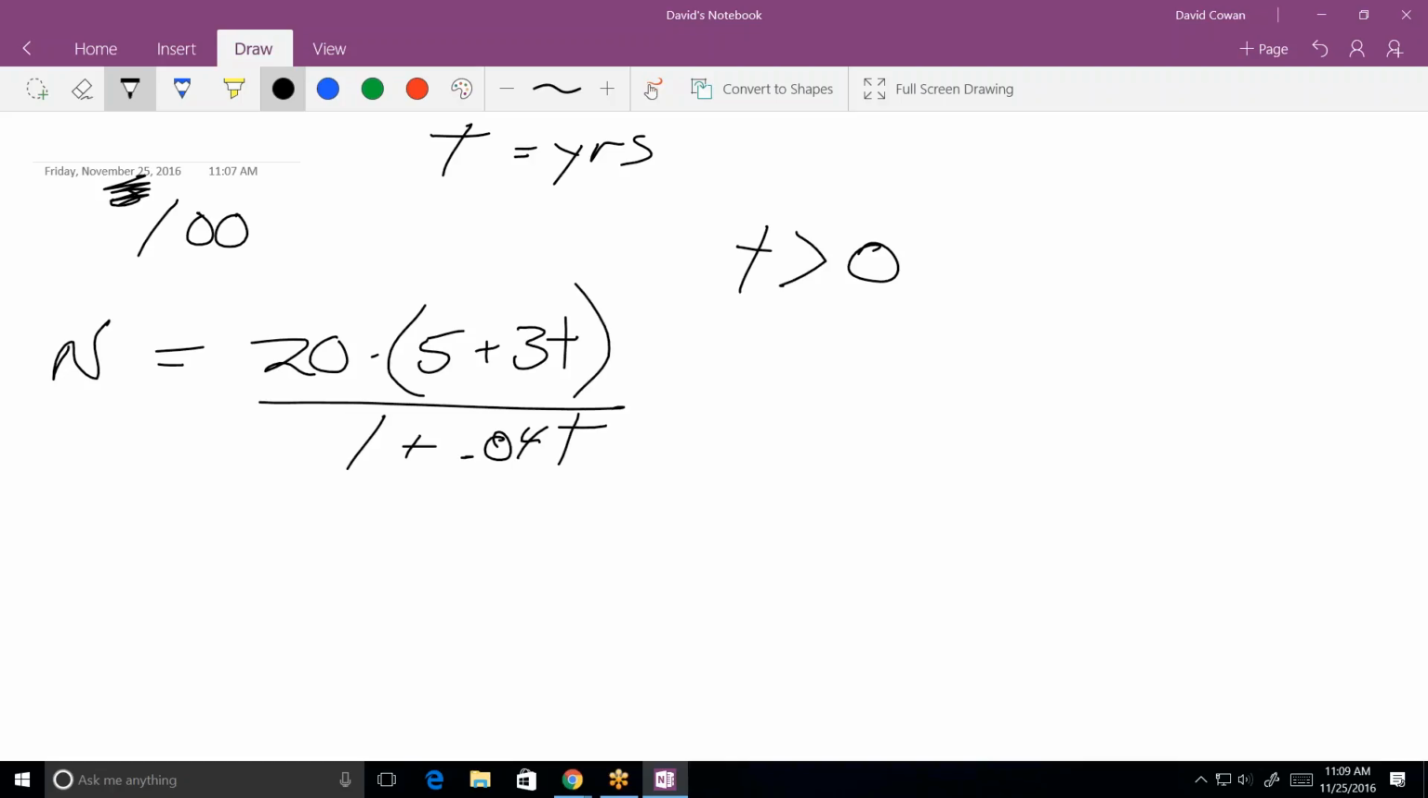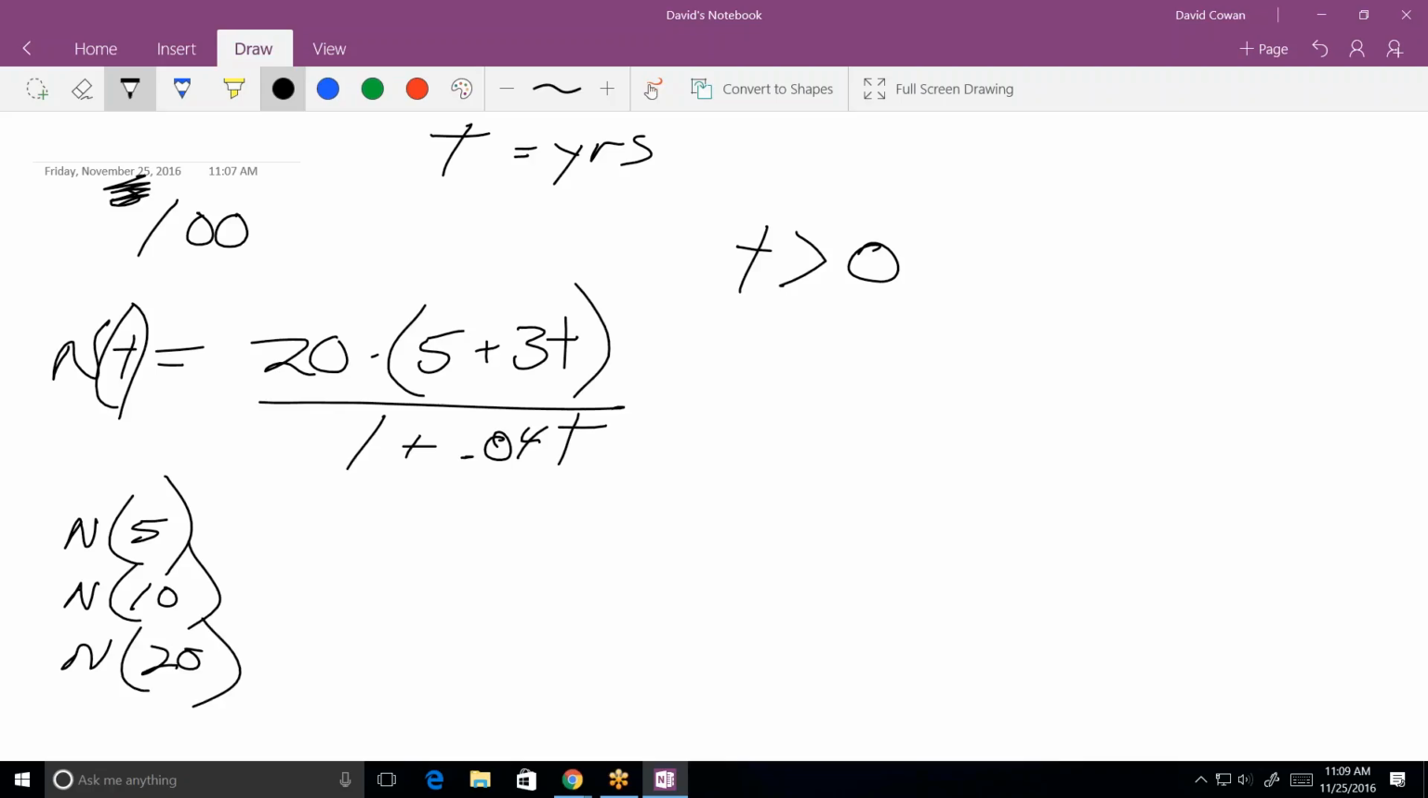Now, what was their question again? It says find the population when t is 5, 10, and 25 years. Okay. So what we have is the population as a function of t. So what they're asking for is N of 5, N of 10, and N of 25. And if you don't understand what I mean here, say something, because this is important for any math student to know this notation.